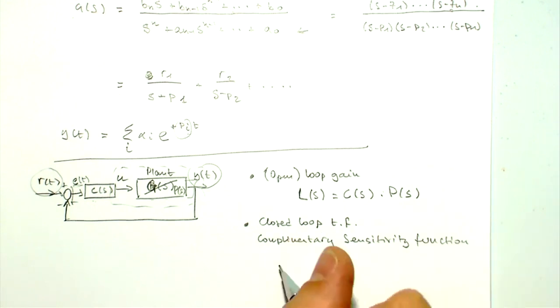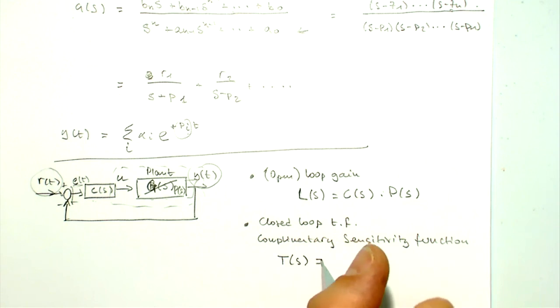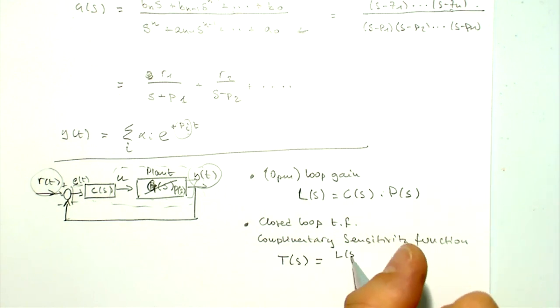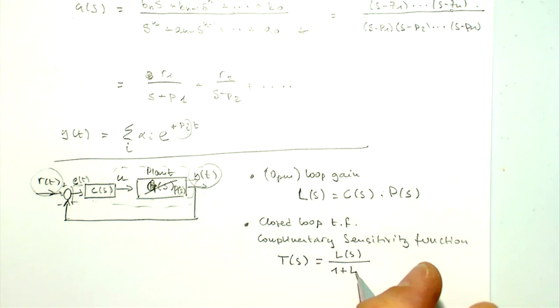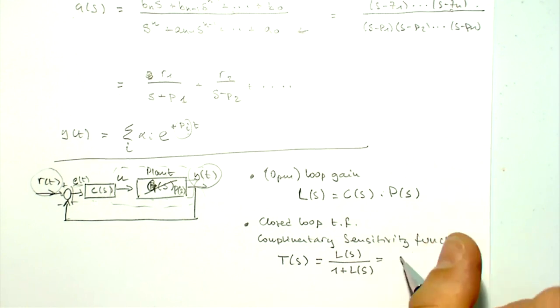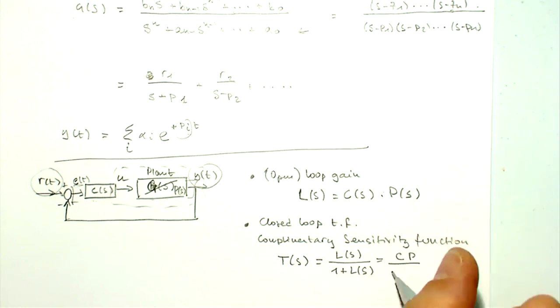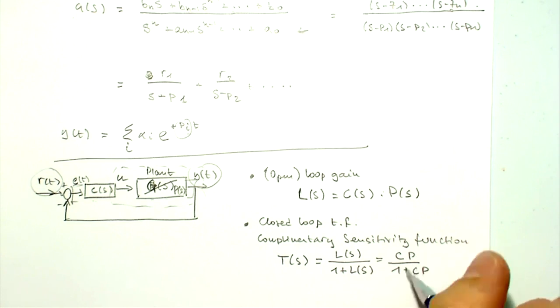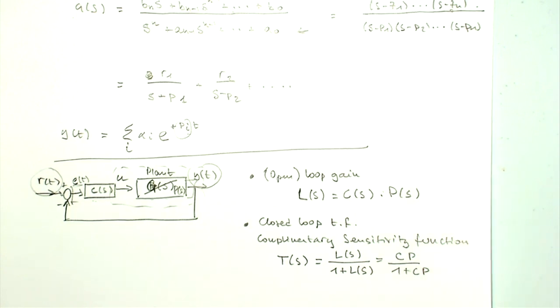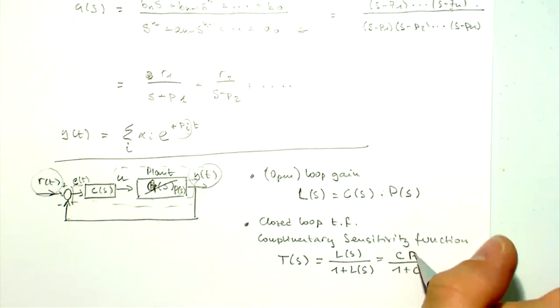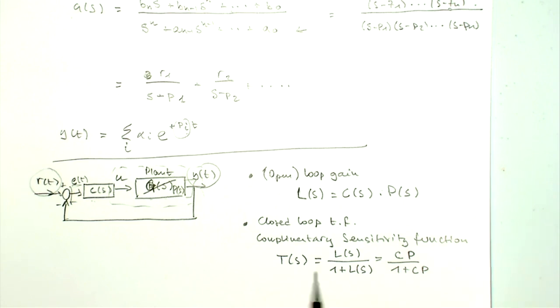Which is, I think you used the term S, is L of S over 1 plus L of S, which is a simpler way of saying C times P over 1 plus CP. Here, please pardon the fact that I will drop the notation of the S every time just for economy of notation, but these are all functions of S, okay? And this function describes basically the behavior between the input, the reference signal, sorry, to the output of the system, okay?